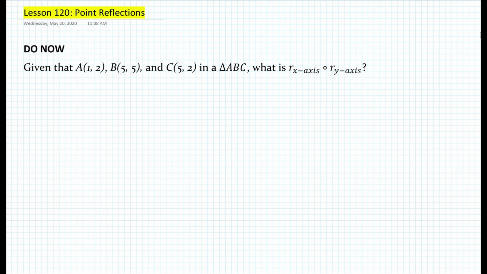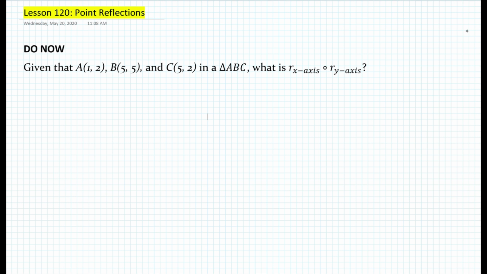In today's lesson, we'll be learning about point reflections. So for the Do Now, we have the following problem. Given that point A is (1, 2), point B is (5, 5), and point C is (5, 2) in triangle ABC, what is the composite reflection first over the y-axis, then over the x-axis?